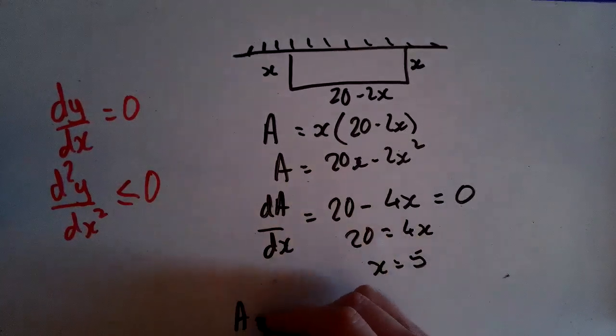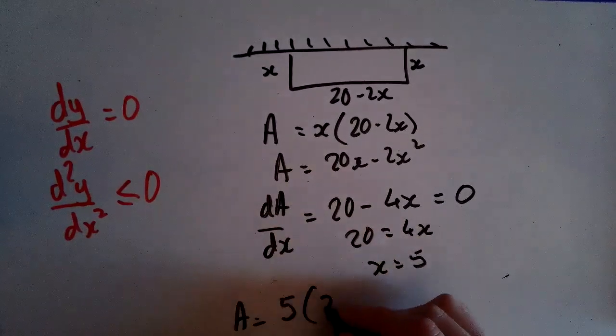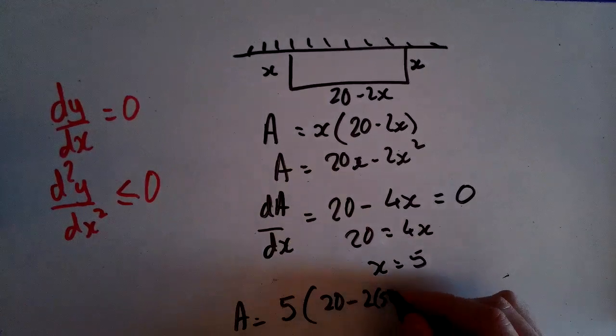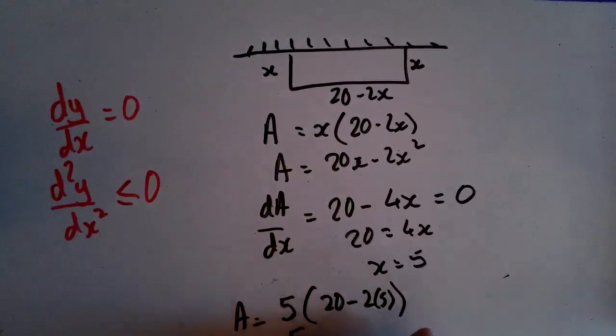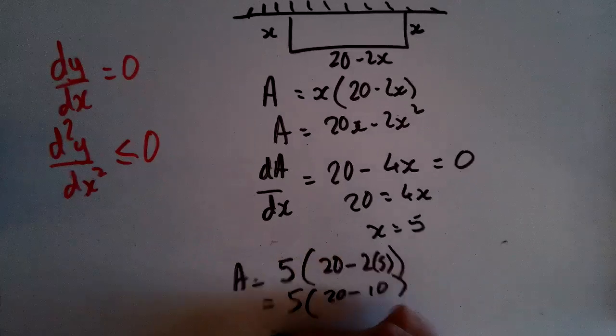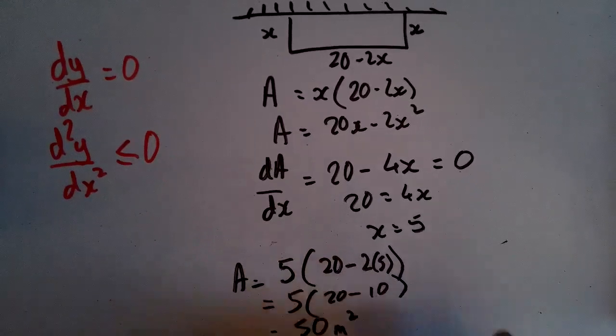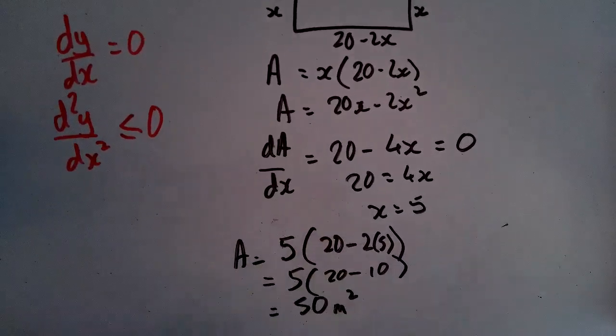So to get the area, just sub 5 back in. So 5 times 20, take away 2 times 5. So I could do that without a calculator. It's 5 times 20, take away 10. 20 minus 10 is 10, times 5 is 50. That's in meters, so meters squared. And that's all there is to it.